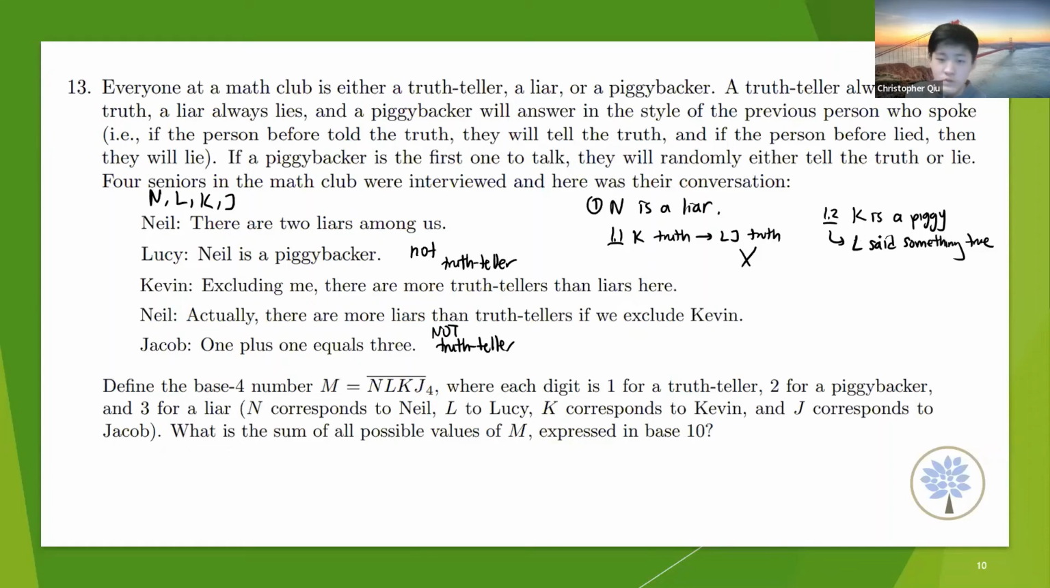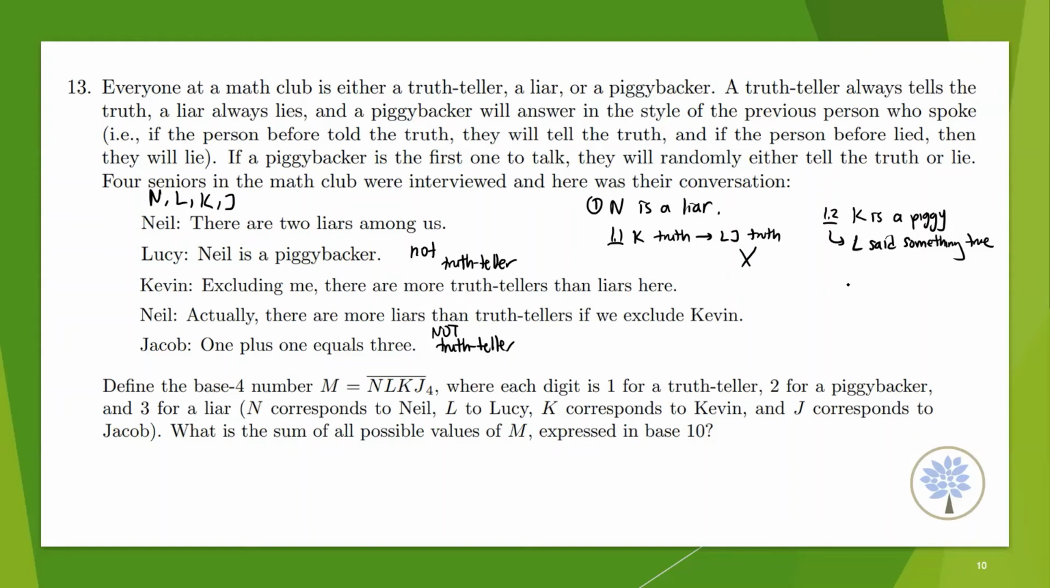The reason we got that L said something true is that if there are not an equal number of truth tellers and liars, that would force K to have said something true. But then in order for K to have said something true and also be a piggybacker, that would mean that Lucy, L, must have also said something true. And this is impossible because N is not a piggybacker. N is a liar in this case. So this is another contradiction. And so the last case is if K is a liar.